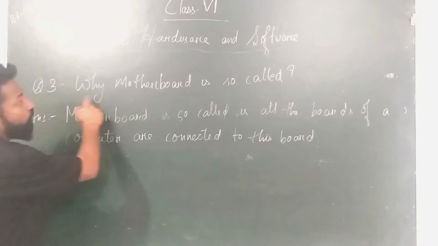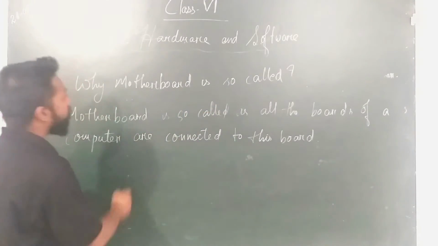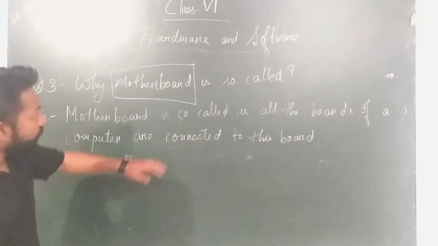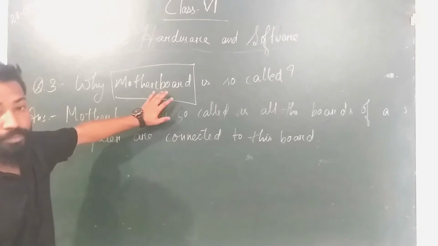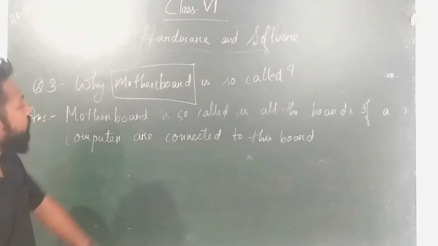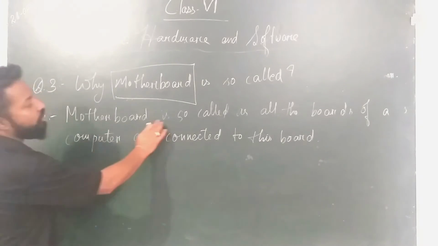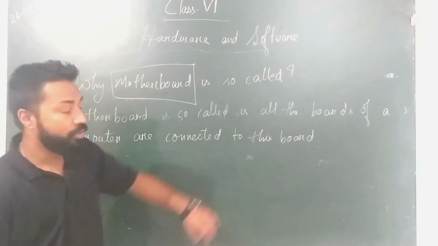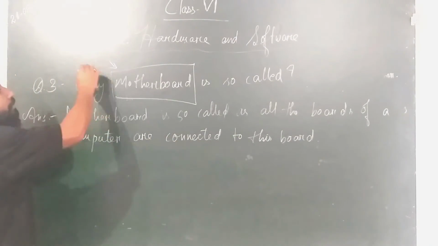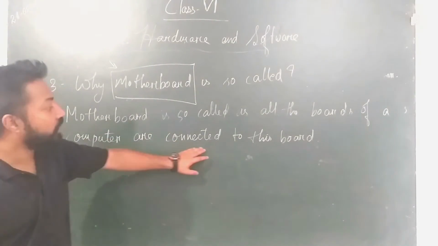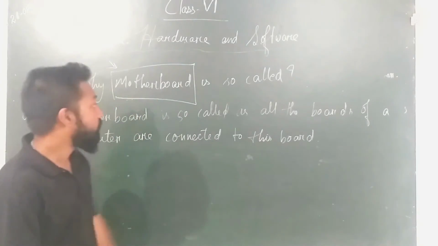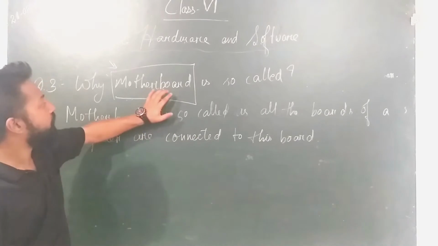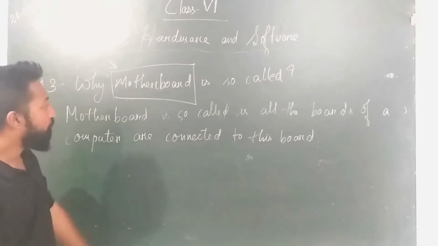Now the next question is, why is the motherboard so called? That means why is this board which is there in the system box called a motherboard? Why is this board known as a motherboard? Now you can see the answer. Motherboard is so called as all the boards of the computer are connected to this board. Since motherboard is the main board of the computer, all the other boards that are found in the system box are connected with this motherboard. Since all are connected with this motherboard, that's why it is called a motherboard.